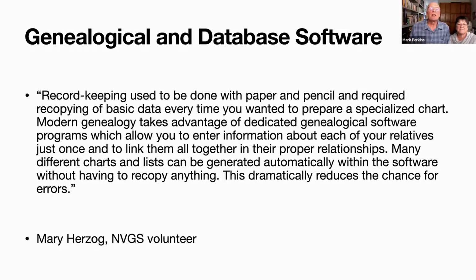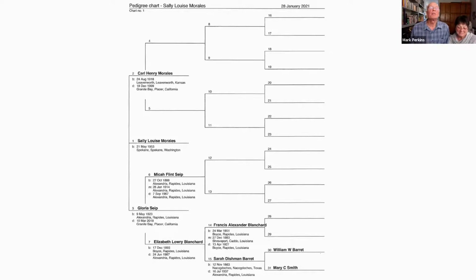Modern genealogy takes advantage of dedicated genealogical software and programs which allow you to enter information about each of your relatives just once and to link them all together in their proper relationships. Many different charts and lists can be generated automatically with the software without having to recopy anything. This dramatically reduces the chances of errors. Thank you again, Mary.